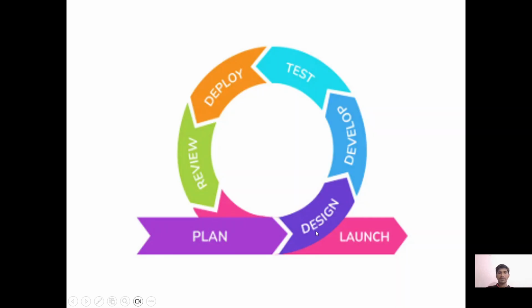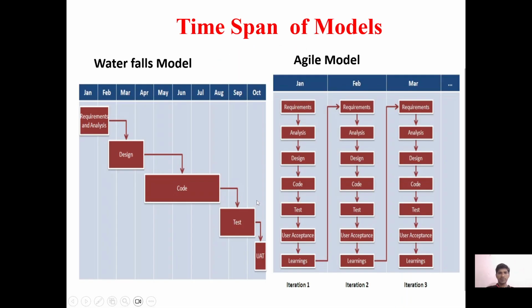First you'll have planning, next the designing phase, development phase, testing, deployment, then review and launch. In each phase you'll have customer interaction. The customer will interact and give suggestions. The suggestions or new additional requirements will be incorporated in each and every phase. So that is the ability to adapt to the changes. This forms the agility.